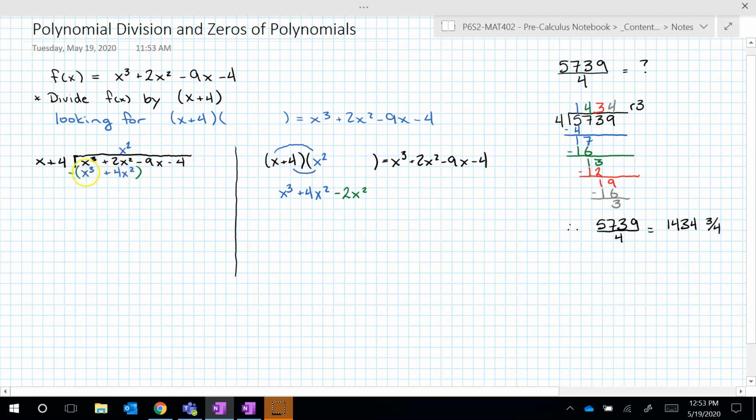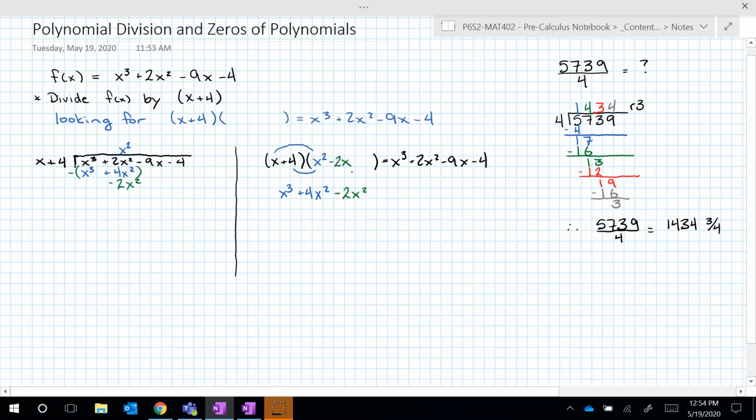This is what I've already done with this x squared. So what I have left, x cubed minus x cubed is 0. I'm done with the x cubes. 2x squared minus 4x squared gives me negative 2x squared. This is the next thing I need to try to create. Right, the next term I need to introduce in my other factor, this other piece that when I multiplied it by x plus 4 would give me the cubic, the x cubed plus 2x squared minus 9x minus 4. So to create that, I need to make a negative 2x squared.